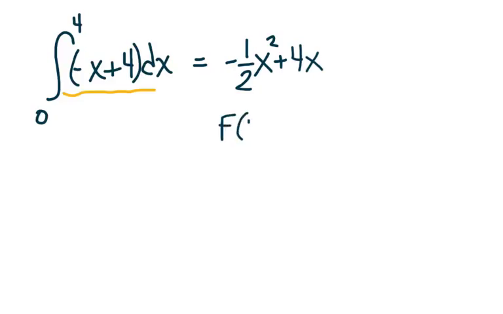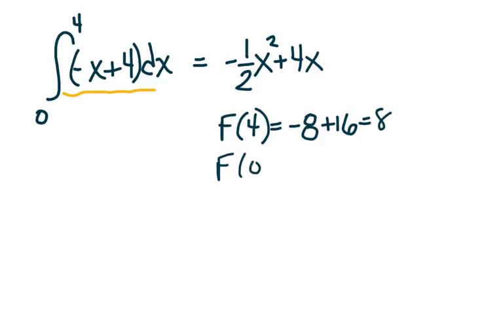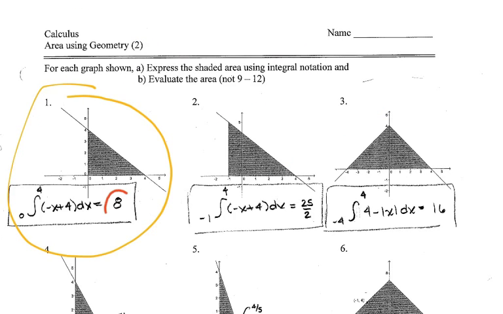Now, f of 4 comes out to be 16 divided by 2, and then the negative there will be negative 8 plus 16, which is 8. And notice that f of 0 is 0. So notice that those two numbers together make 8, which is the area. Here we have the fundamental theorem of calculus.